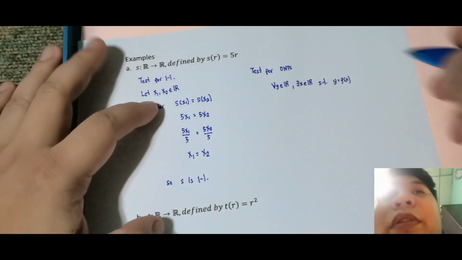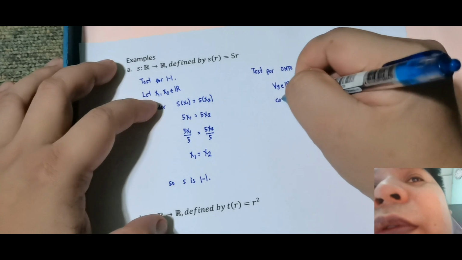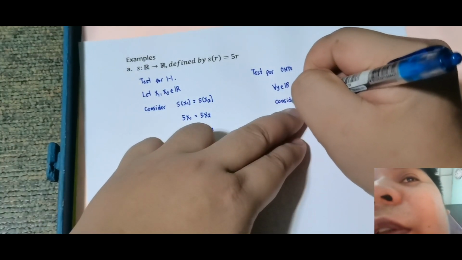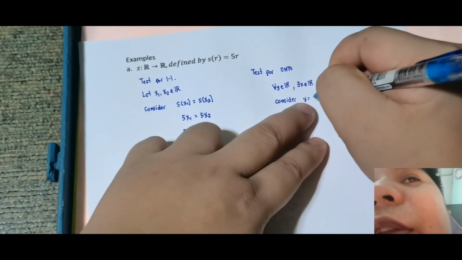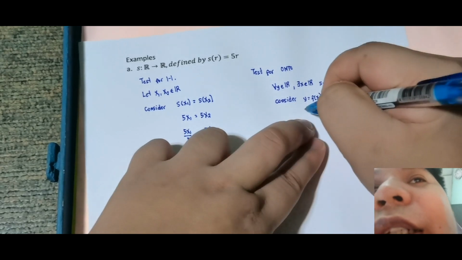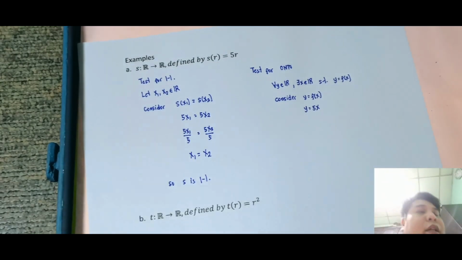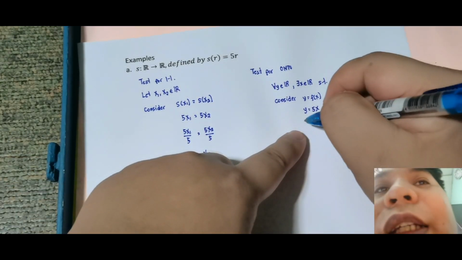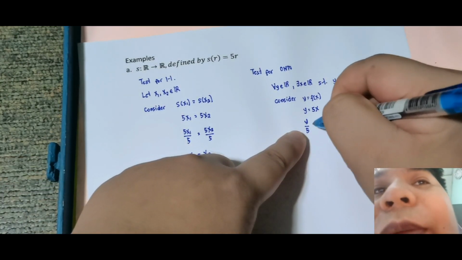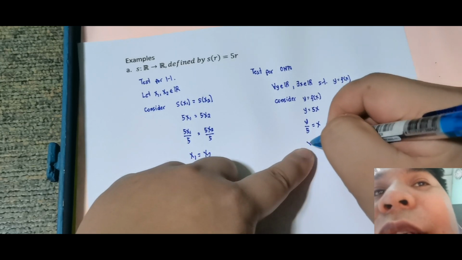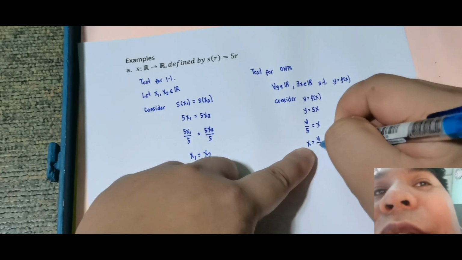Okay, so consider si y is equal to f of x. This is simply y is equal to 5x. And divide both sides by 5. That is y over 5 is equal to x. Arrange ko lang konti. x is equal to y over 5.